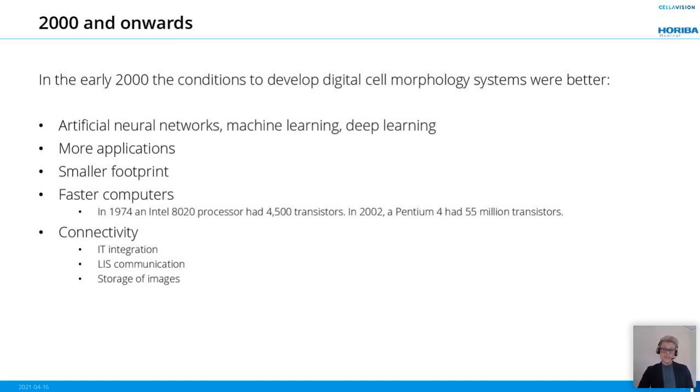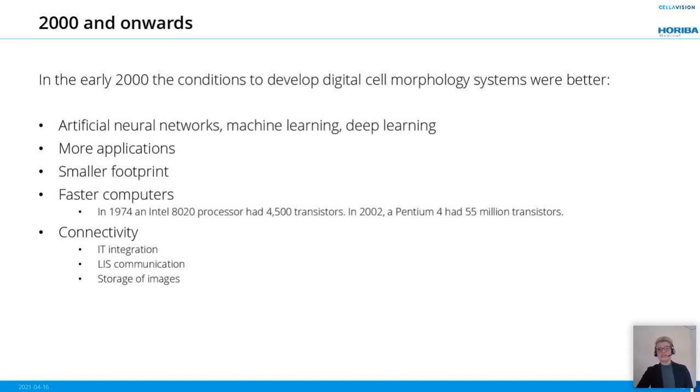And due to this, we have had highly improved IT structures, which made it also easier and more possible to work with things like IT integration. Can we do LIS communication, can we connect the LIS system of the lab to the digital cell morphology system, and actually not need to write the results down manually and add them into the LIS? It can be transferred automatically.